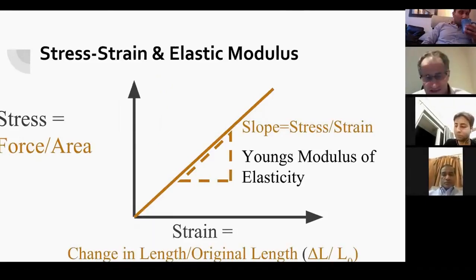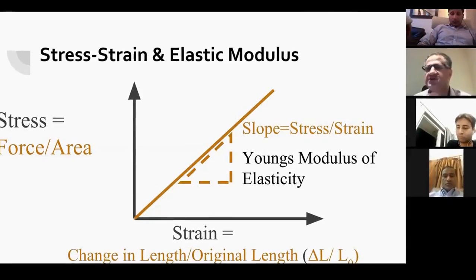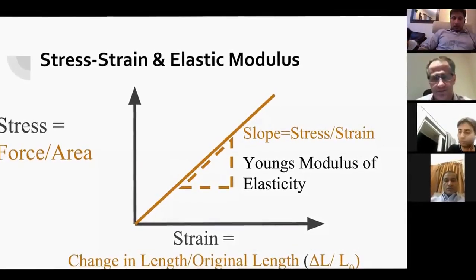So then, taking that same diagram, instead we use stress on the vertical axis and strain on the bottom, and we've got our slope, which is Young's modulus of elasticity.